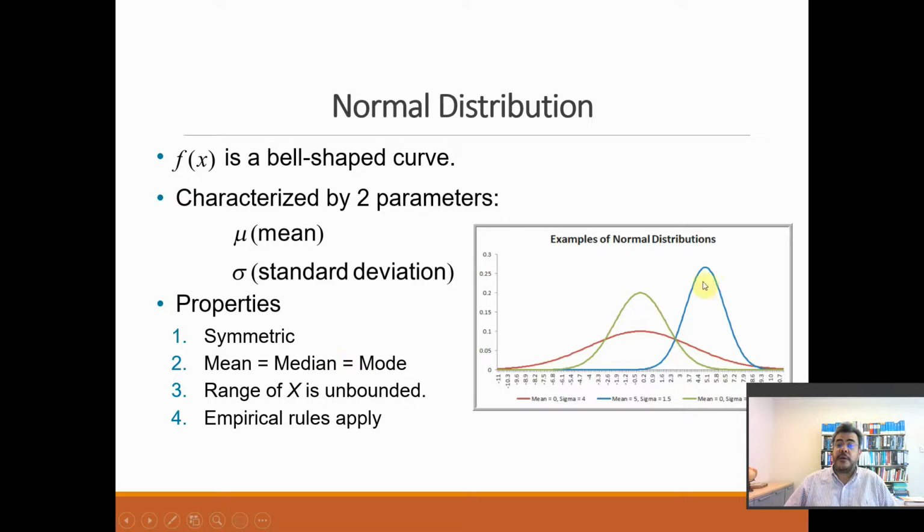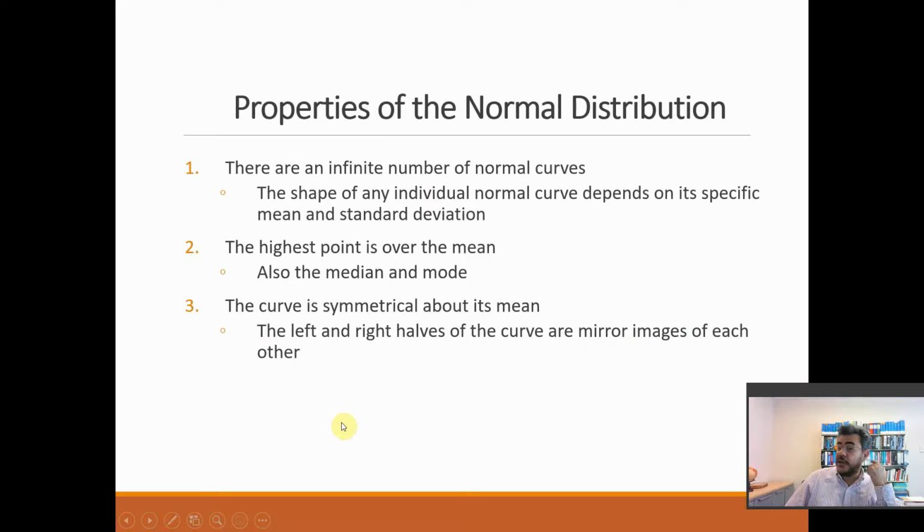Properties: symmetric, the top has the same distance to the left and to the right. Mean is equal to median and mode. The range of x is unbounded, so it never touches the x axis. And empirical rules apply. So we see it a lot in real life.